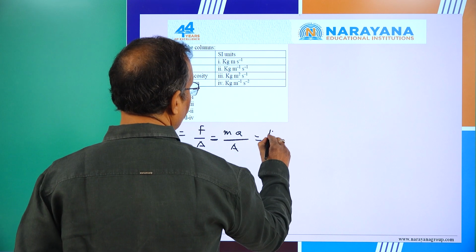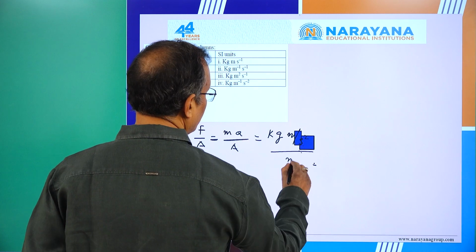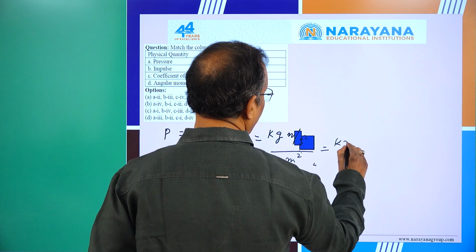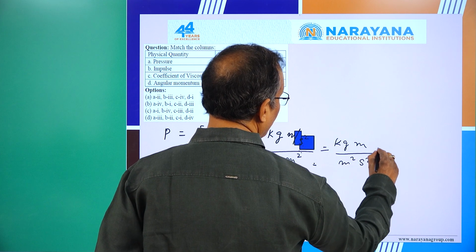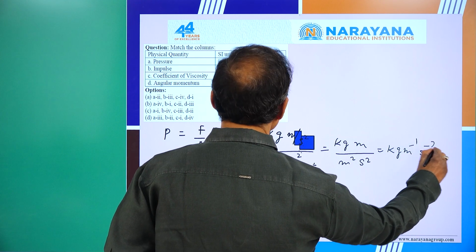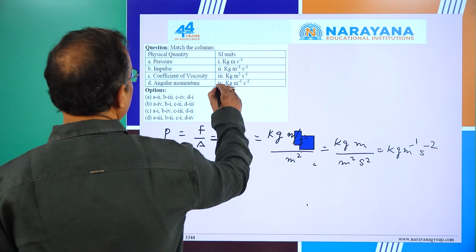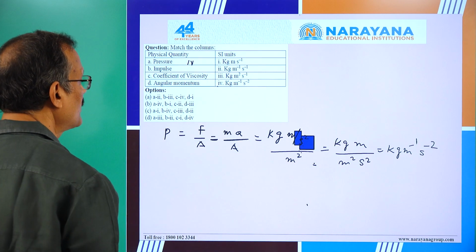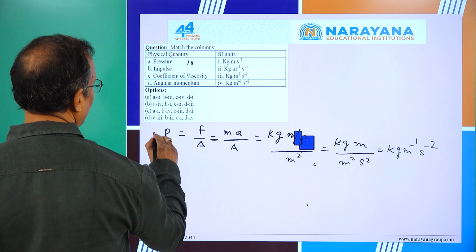Force is mass into acceleration, and area is A. Mass is kilogram, acceleration is meter per second square, and area is meter square. If you write it, kilogram meter by meter square second square, it will become kilogram meter minus 1, second minus 2. Check, it is here. So for A, you have number 4. Now you are going for impulse.